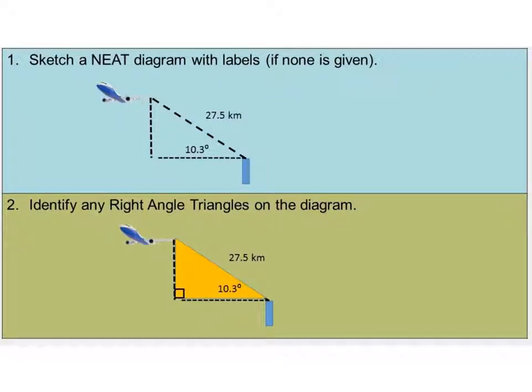To track an airplane on the radar, we're going to solve this to find the altitude of the plane. We're going to begin by sketching a neat diagram, one which I did not draw because you wanted to be able to understand what the diagram was. So we're going to put our labels in: our 27.5 kilometers away, and also the angle of elevation, which is 10.3 degrees. Next, in our second step, we identify any right angle triangles, which we have in this diagram right here, denoted by our square.